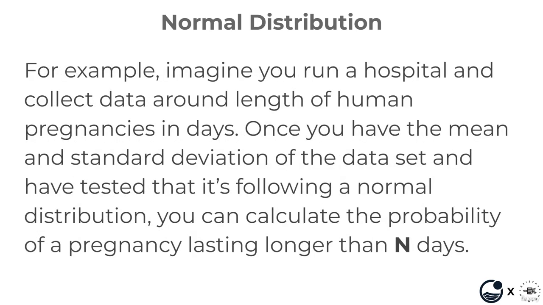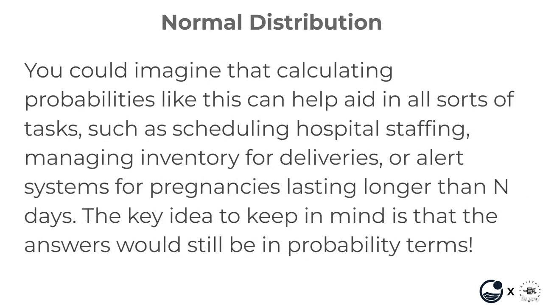For example, imagine that you run a hospital. So what you end up doing is you collect historical data around the length of human pregnancies in days. Once you have the mean and the standard deviation of that dataset, and you've tested the overall dataset to understand that it's following a normal distribution, you can calculate the probability of a pregnancy lasting longer than n number of days.